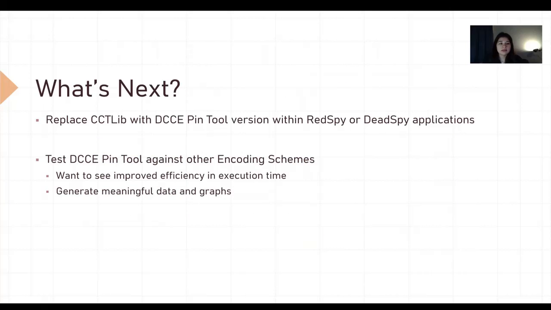Once we've finished implementing DCCE, we want to replace CCTlib with our pin tool version within the RedSpy and DeadSpy applications. We want to see improved efficiency and execution time within meaningful data and graphs, because we want to show that our novel idea of DCCE is an improved encoding scheme from what already exists.